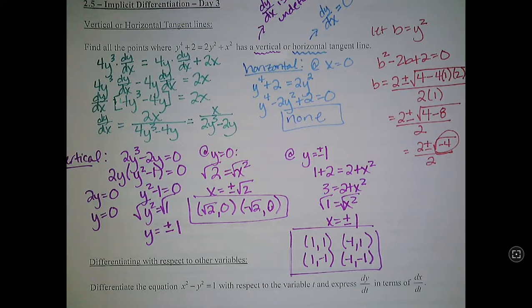Okay, so let's go ahead and move on to our next problem. This one's a little bit different because if you'll notice, it says that they want us to differentiate the equation x squared minus y squared equals 1 with respect to the variable t and express dy/dt in terms of dx/dt. So we kind of talked about this idea just a little bit before. We don't always have to differentiate with respect to x. Sometimes we're not looking at how y changes with respect to x. Sometimes we might be looking at how y and x change simultaneously with respect to some other variable, like, for example, time. And so that's kind of what this problem is asking us to do.